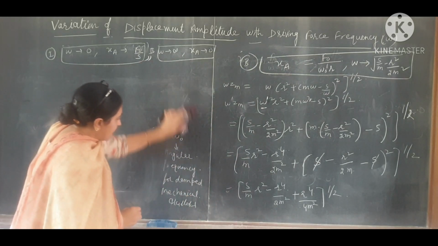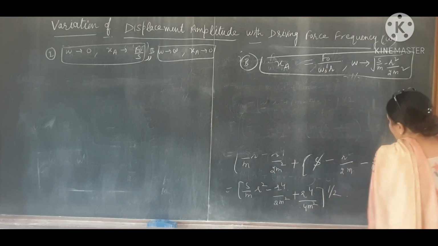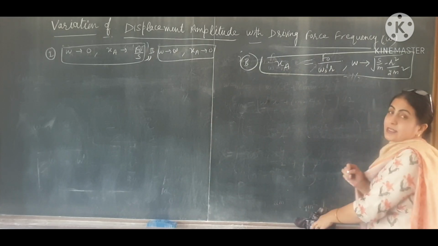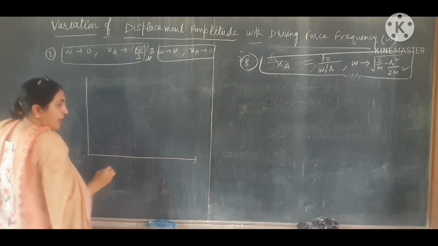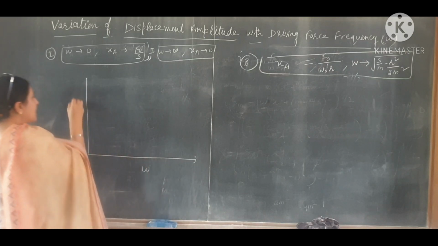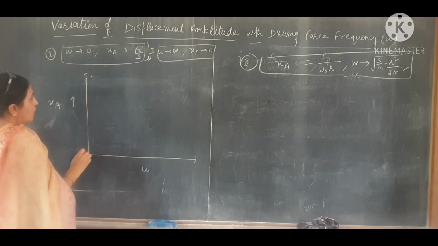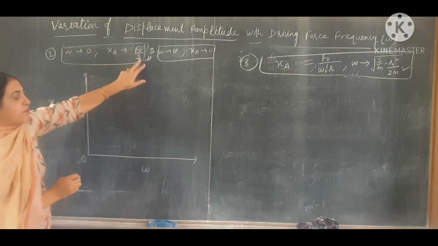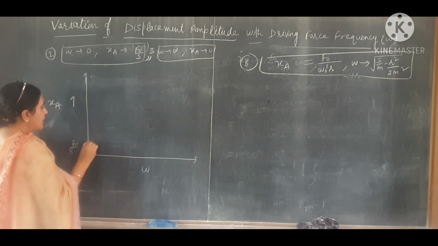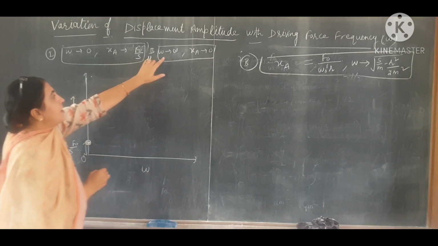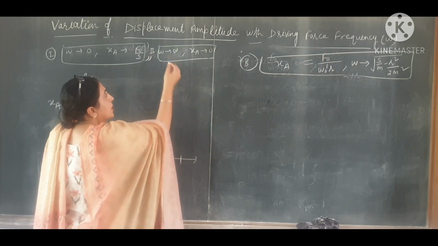So we have three values. Now we have to plot a graph between displacement amplitude and driving force frequency. To plot a graph, on the x-axis always take the independent variable, that is omega. Here the dependent variable is xa. So this is 0. When omega approaches 0, this is f naught by s. So take it here, this value is f naught by s. So one point is this.